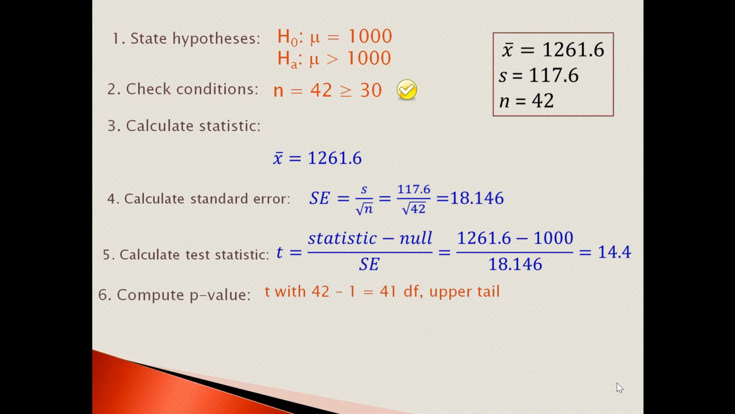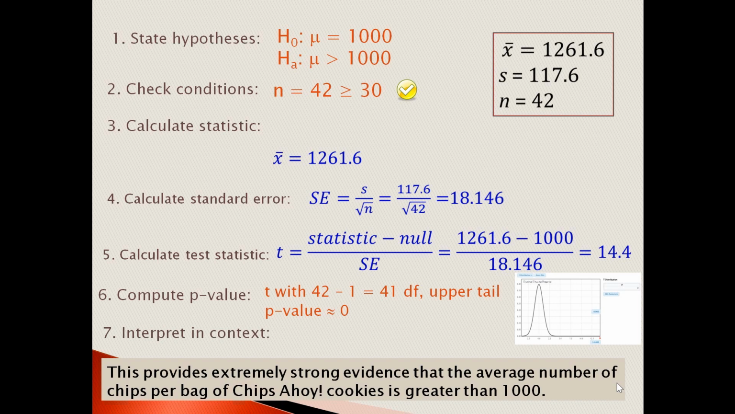So using StatKey, we found that the p-value is almost 0 or 0. And based on that, we can reject the null, and we can say that we have extremely strong evidence that the average number of chips per bag in the Chips Ahoy is greater than 1,000.